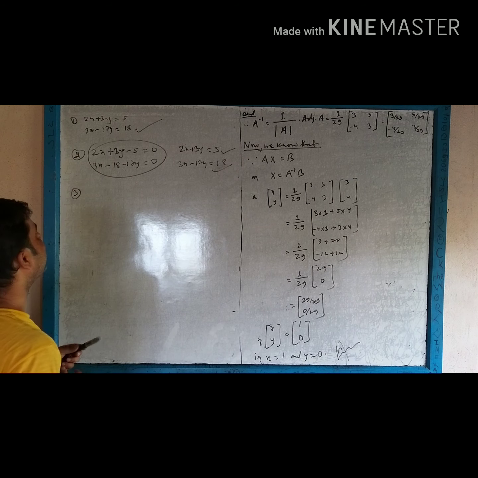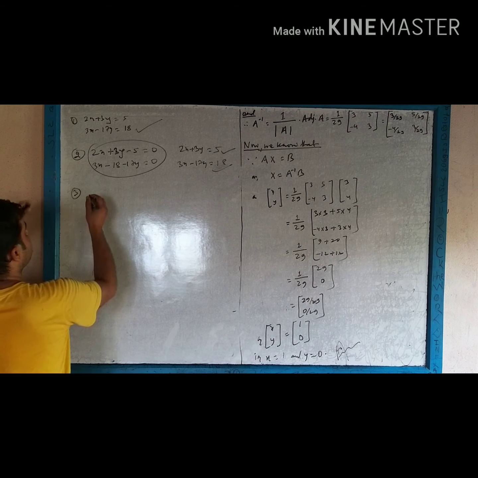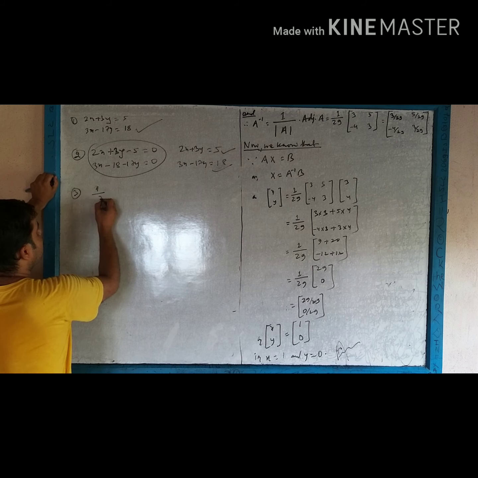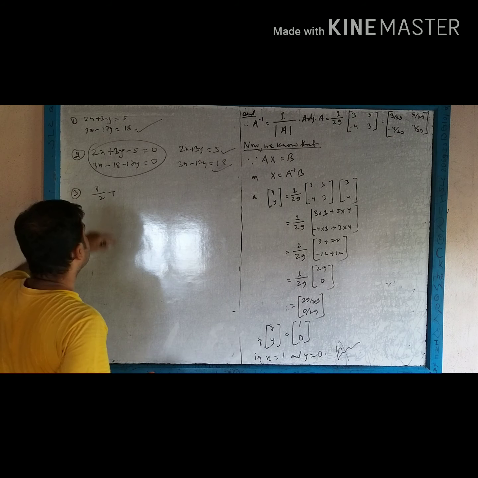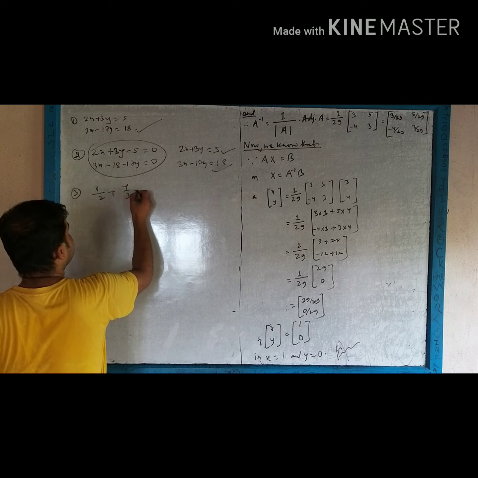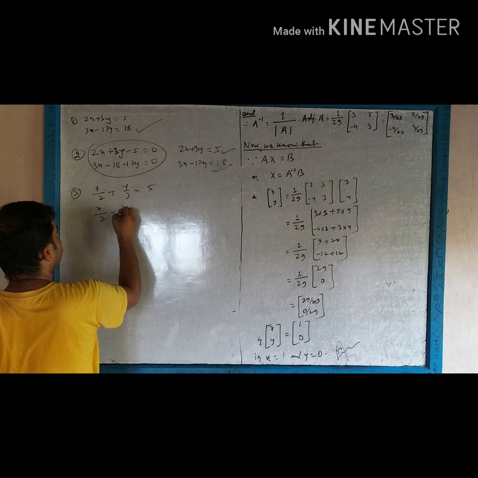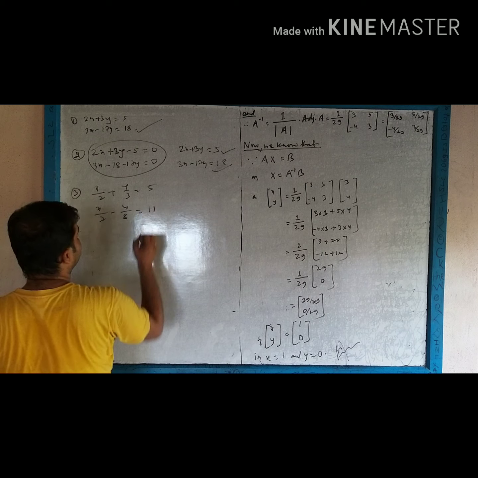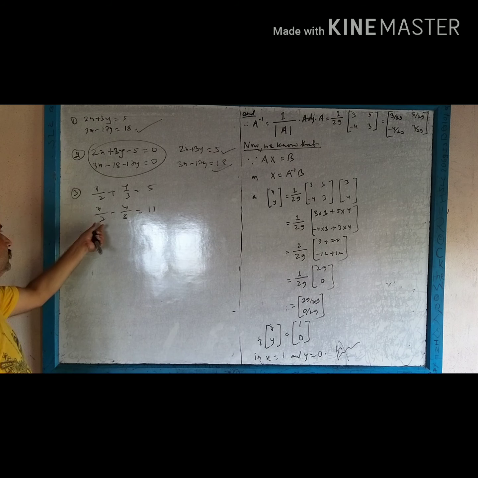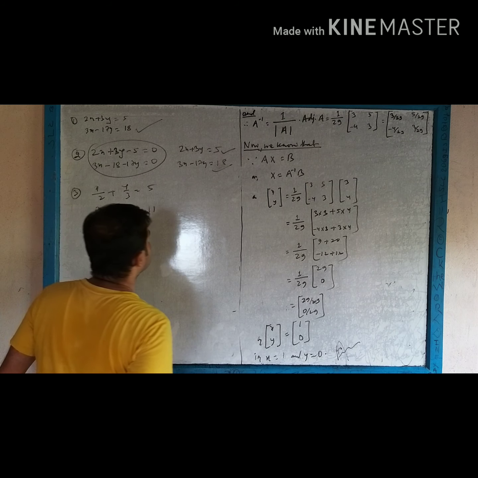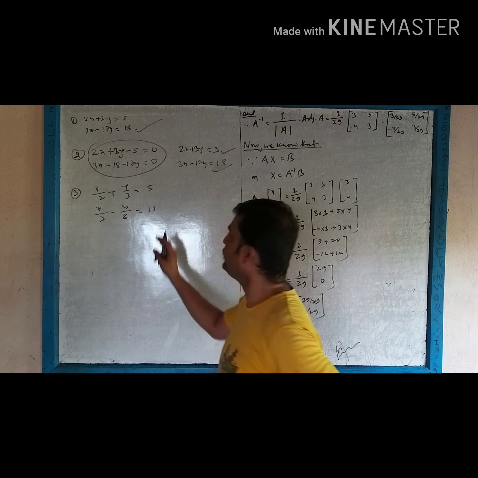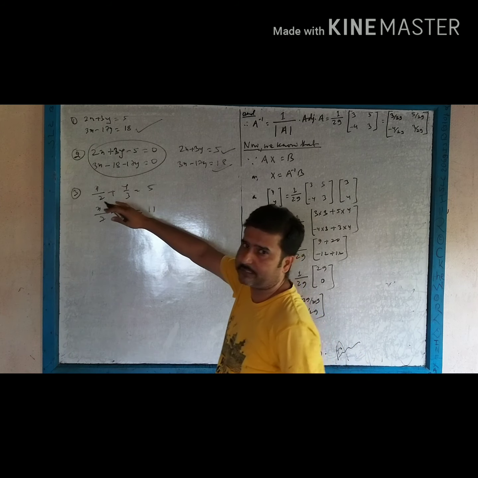Now they may give you like this: x by 2 plus y by 3 is equal to 5, and x by 7 minus y by 8 is equal to 11. Okay, like this question. You see, this is the same form. This means there is nothing different while arranging this in matrix form.